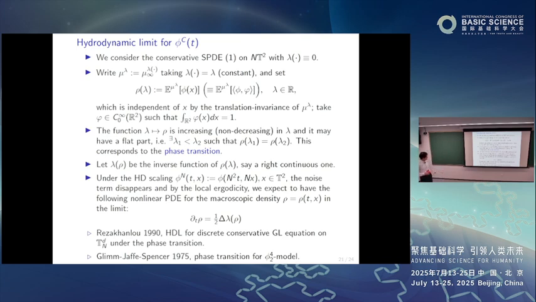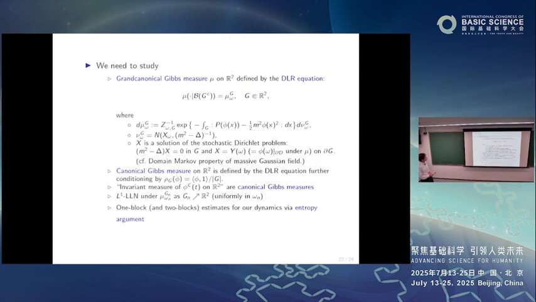However, Funaki proved that even if there is a phase transition, we can derive this nonlinear PDE. So my conjecture is that even for this singular stochastic PDE case, maybe this kind of nonlinear PDE can be derived. But we have to do several things.